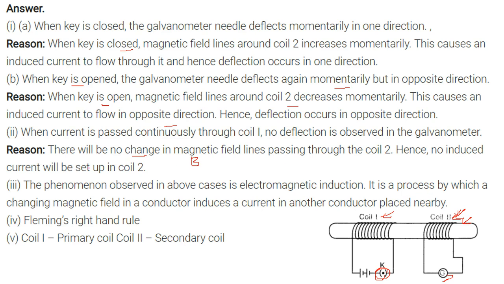Then the phenomenon which is observed in this case, as we already saw, is electromagnetic induction. It is a process by which a changing magnetic field in a conductor induces a current in another conductor placed nearby. The rule we use here is Fleming's right hand rule, and coil 1 is the primary coil and coil 2 is the secondary coil. This is the answer of the fifth one.